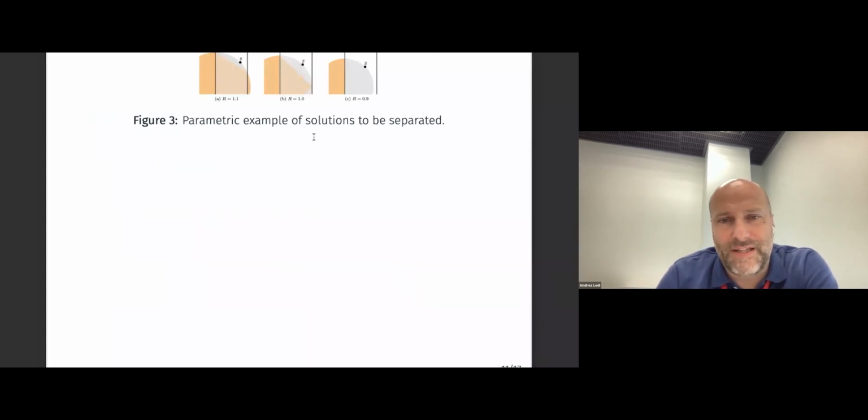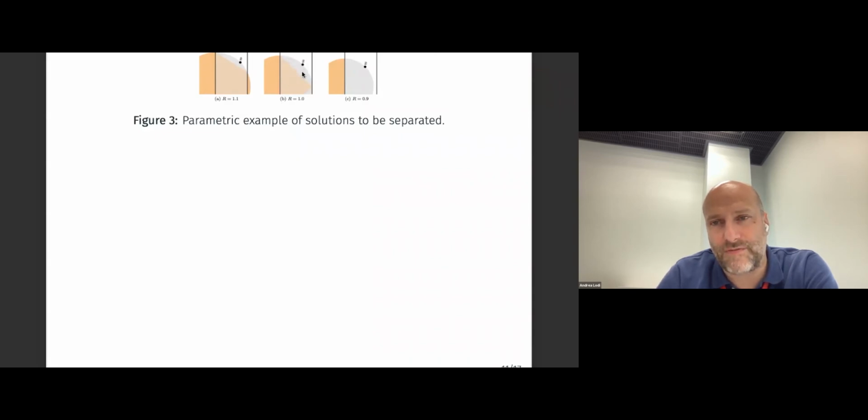This is a parametric example of solutions to be separated, parametric in the sense that it is the same split in the 3 cases, except that the solution space changes. In the leftmost example, A, there are 2 conic sets, one on the left and one on the right. In the middle, B, my solution space is slightly different.